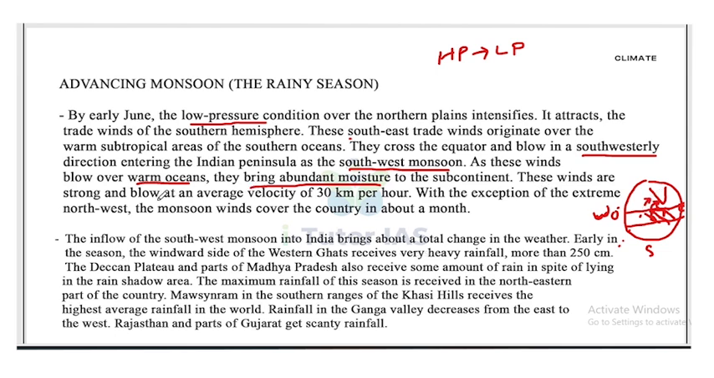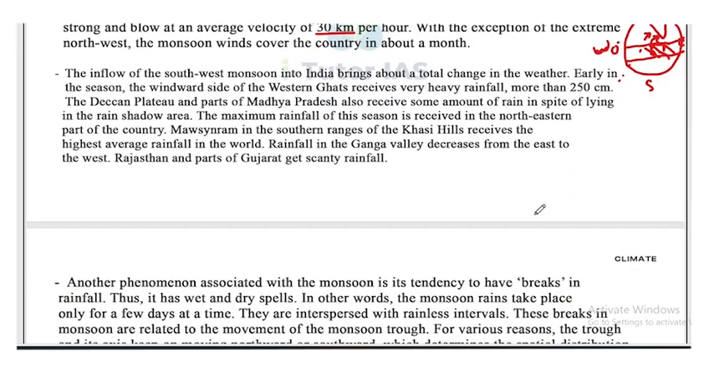These winds are strong and blow at an average velocity of 30 km per hour. With the exception of the extreme northwest, the monsoon winds cover the country in about a month. The inflow of the southwest monsoon into India brings about a total change in the weather.